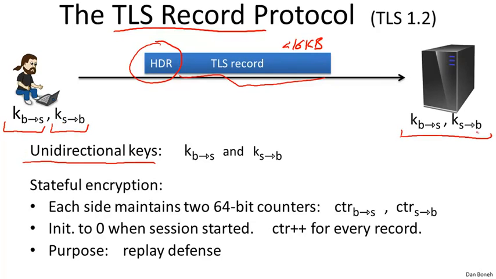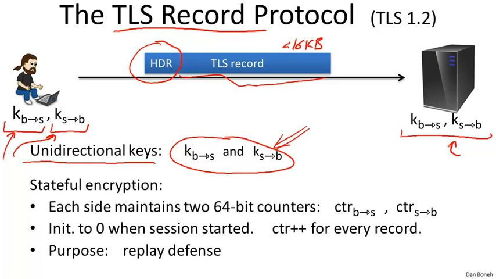Just to be clear, the browser will use this key to send data to the server, and will use this key to read data from the server. And the server does exactly the same thing, just with the opposite keys. Both of these keys are actually generated by the TLS key exchange protocol, which we're going to talk about in the second part of the course. Right now, I'm going to assume that these keys have already been established. They're known to both the server and the browser, and now the browser and server want to exchange information using those keys.